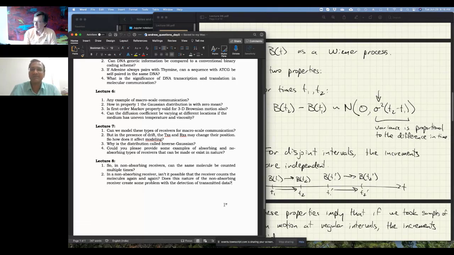Right. So I assume this is concerning the non-absorbing receiver. So what you normally do is you count the number of molecules that arrive in the region, in the transmitter, in the receiver region. This would be modeled at any given time instant by the binomial distribution. And as the number of molecules increases, then it becomes the Gaussian distribution. I think this is an argument that we go through in this class.